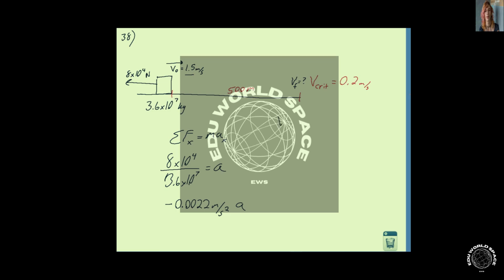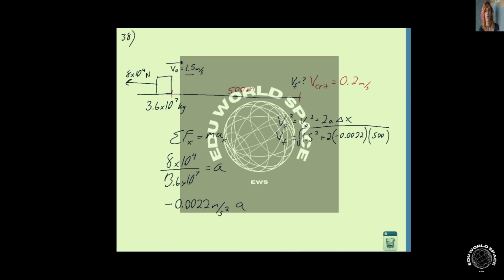So let's use a kinematic equation. V final squared equals V naught squared plus 2 times a times delta x. So we are looking for V final. V initial was 1.5. I'm going to square that plus 2. You need to make sure you put the negative in here. Otherwise, you're going to get the incorrect answer. So 0.0022 times the delta x, 500 meters. And that's going to be taking the square root of. So V final is going to be that.